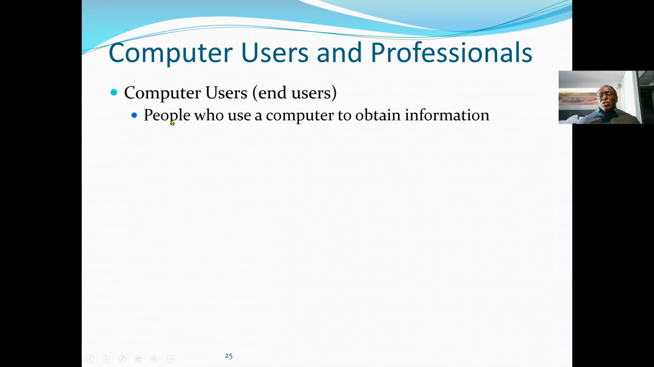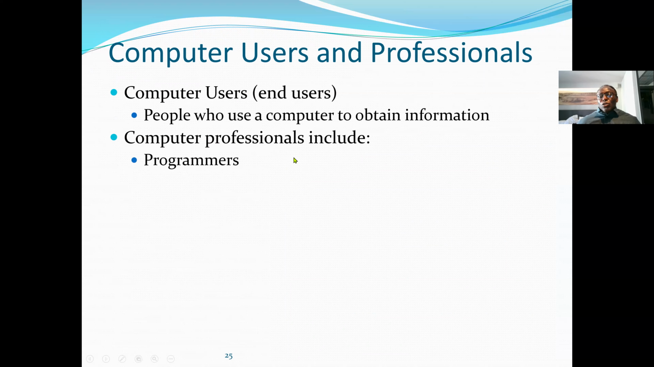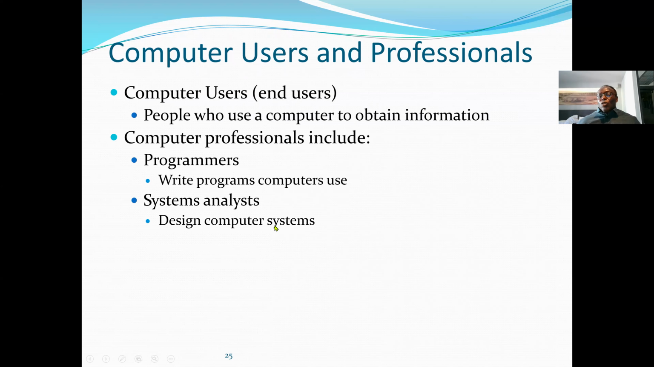Now, computer users and professionals. First, we start with the computer users, the end users. An example would be me: people who use the computer to obtain information. Then we have the computer professionals, including programmers. Programmers are the ones who write the code to develop software. They write the programs computers use, which is the coding. Then we have system analysts, who normally design the computer systems.